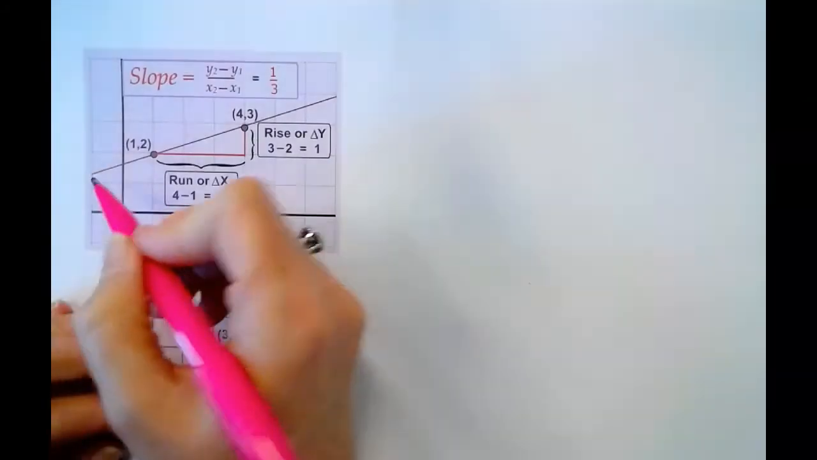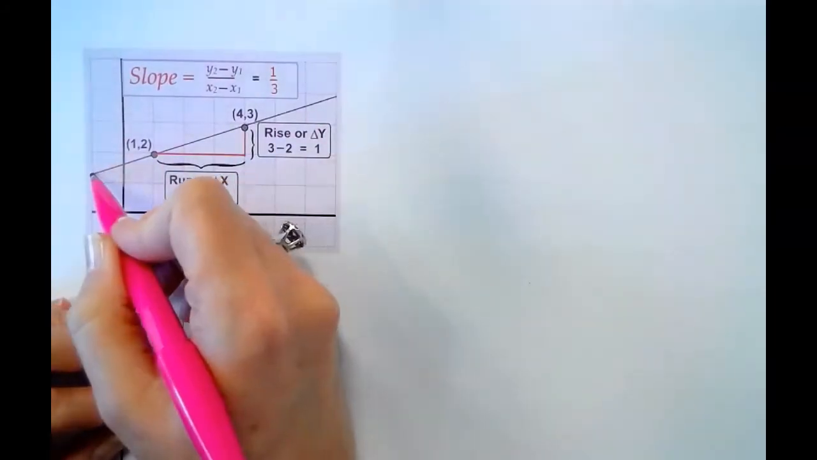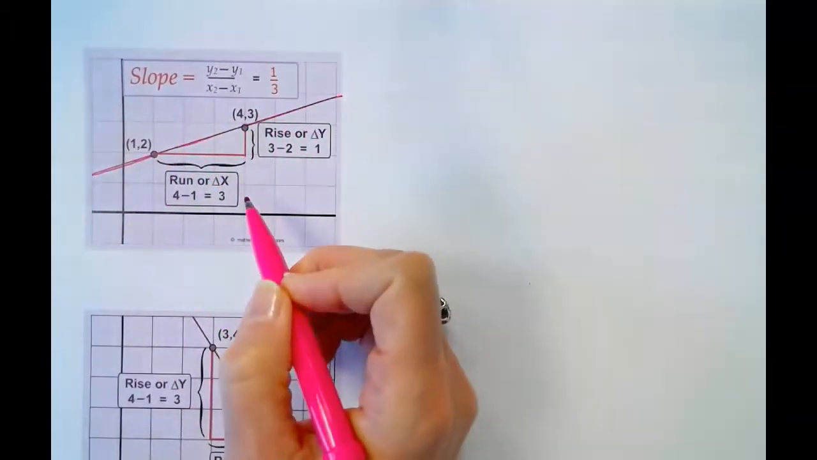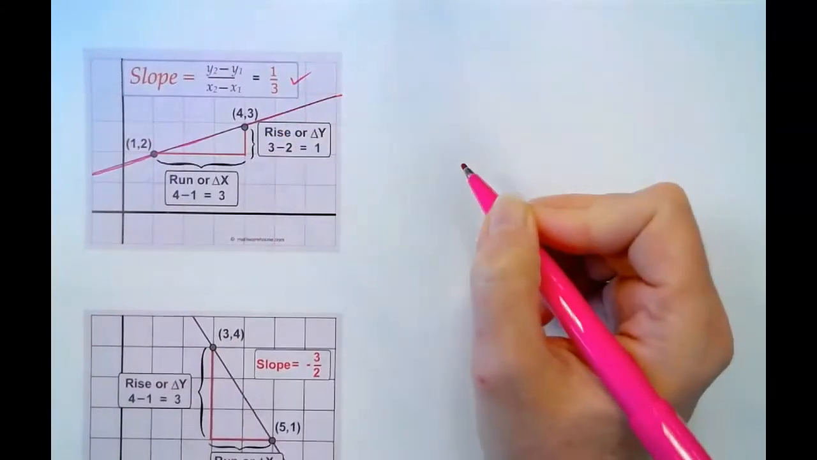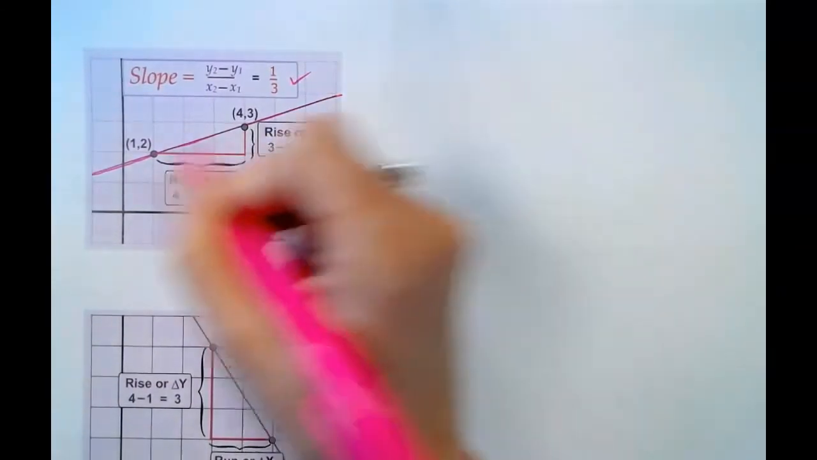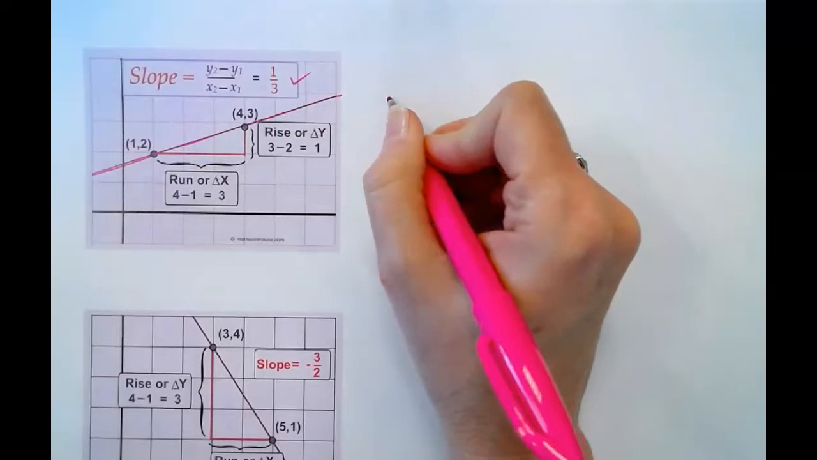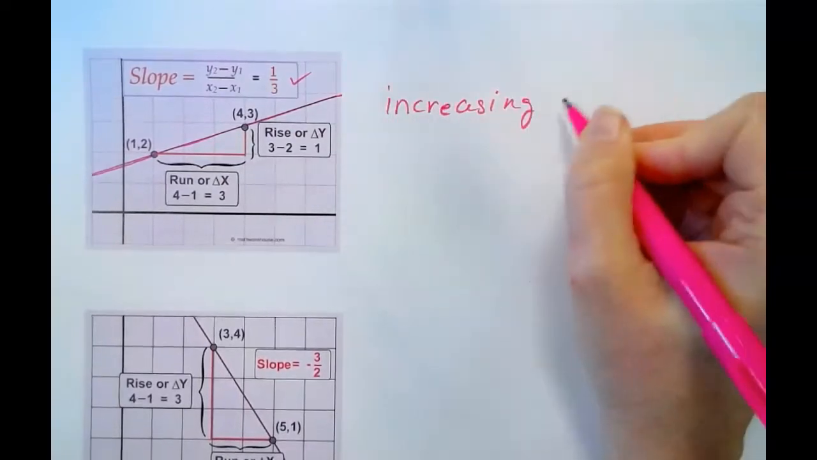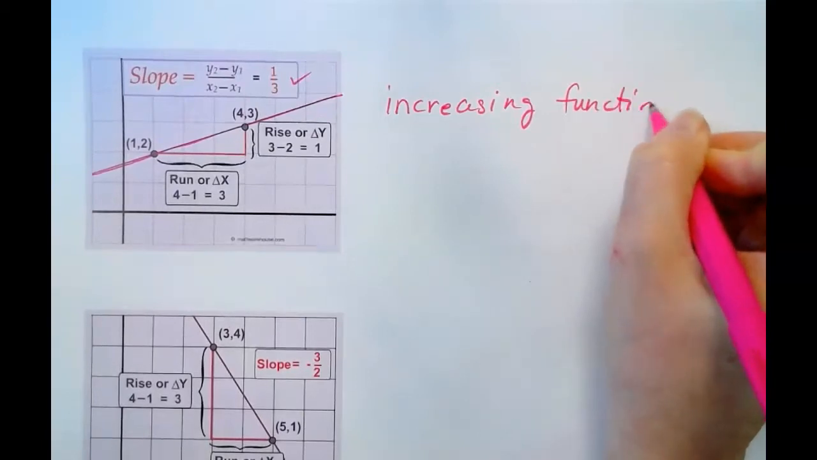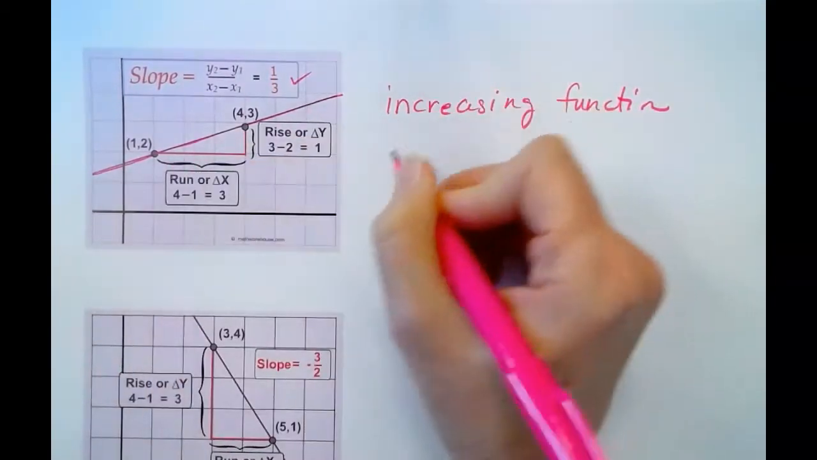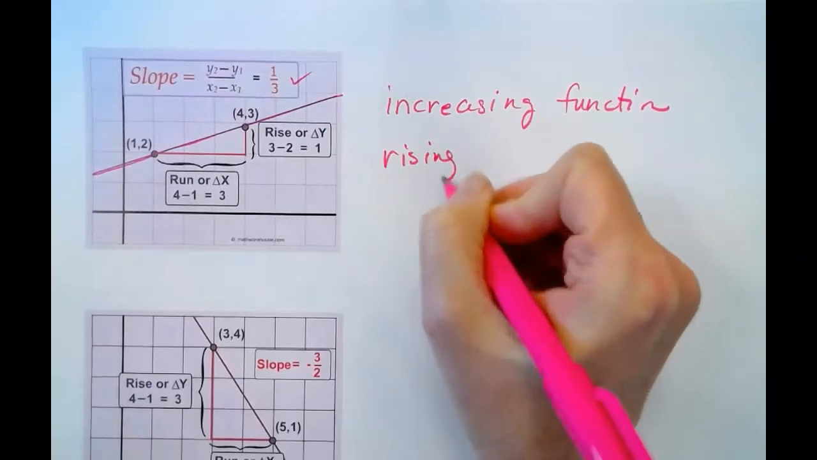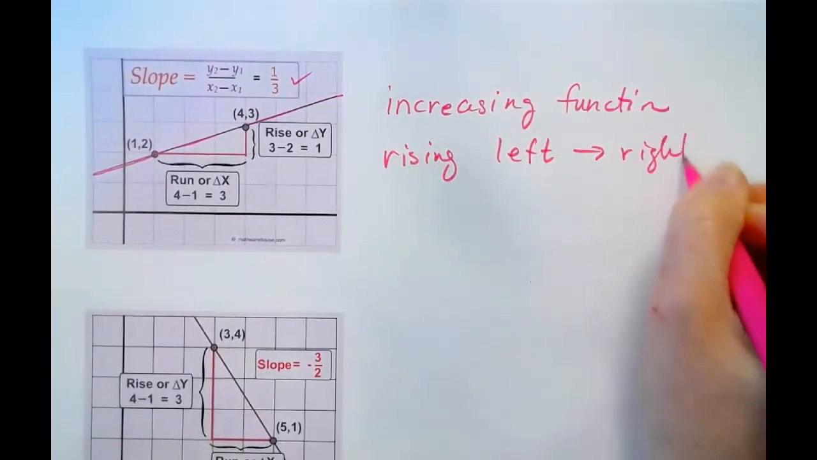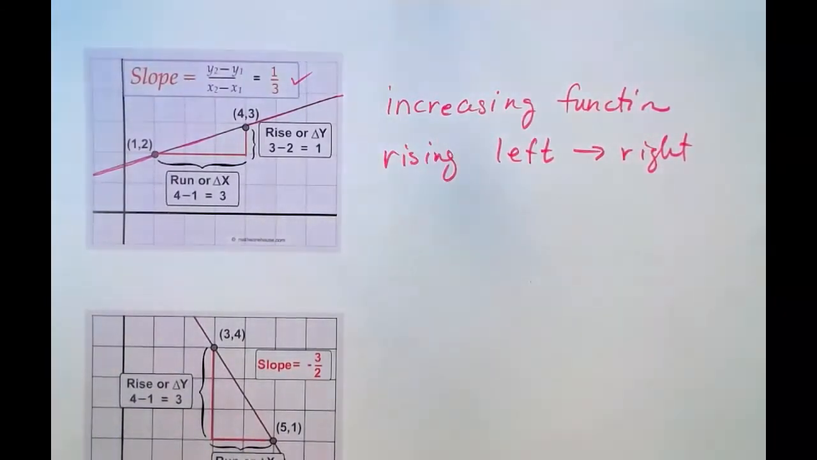So once again, let's talk about this line. This particular line does have a positive slope. We just saw it's the same line. Its slope is 1/3. We would say that this particular function is an increasing function. This is an increasing function. The line is rising from the left to the right. It's rising from the left to the right.